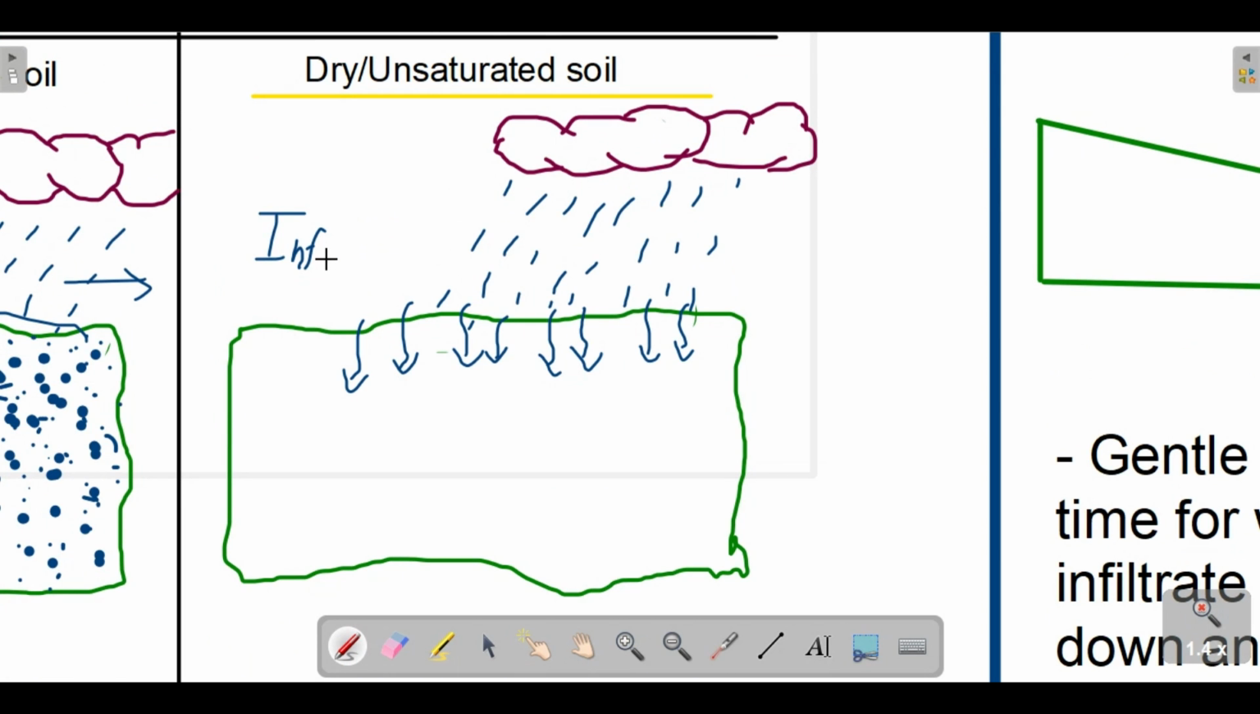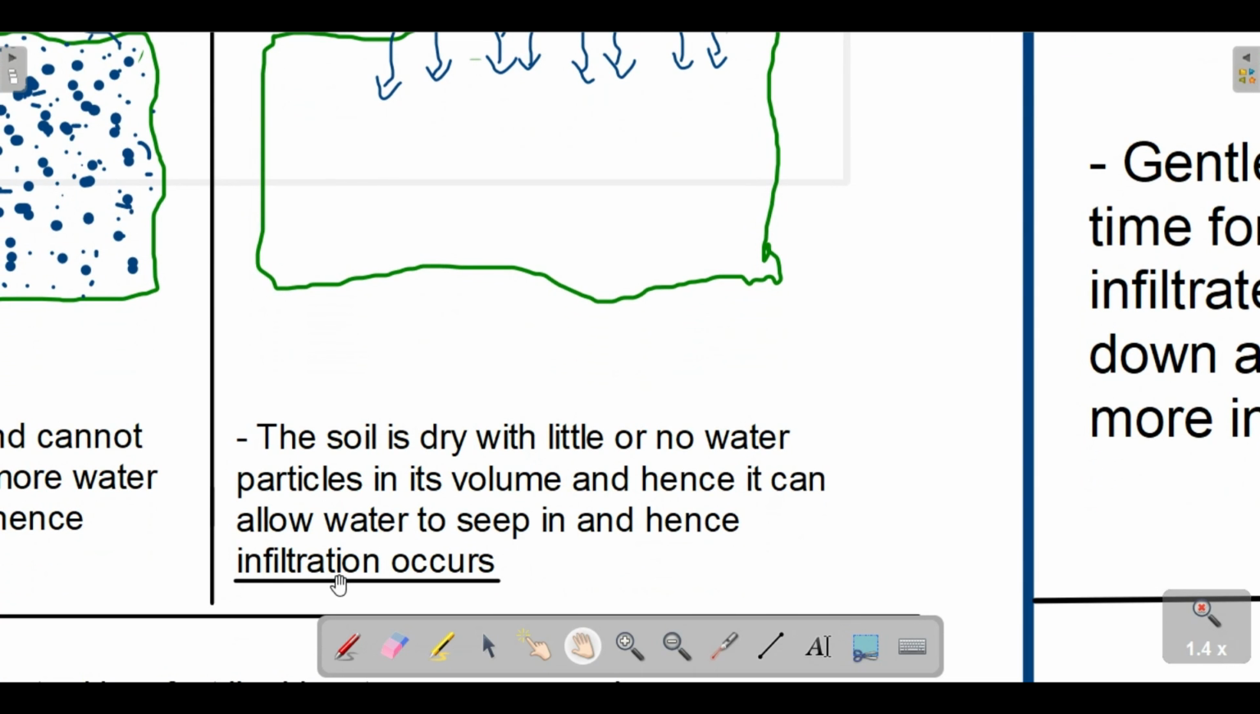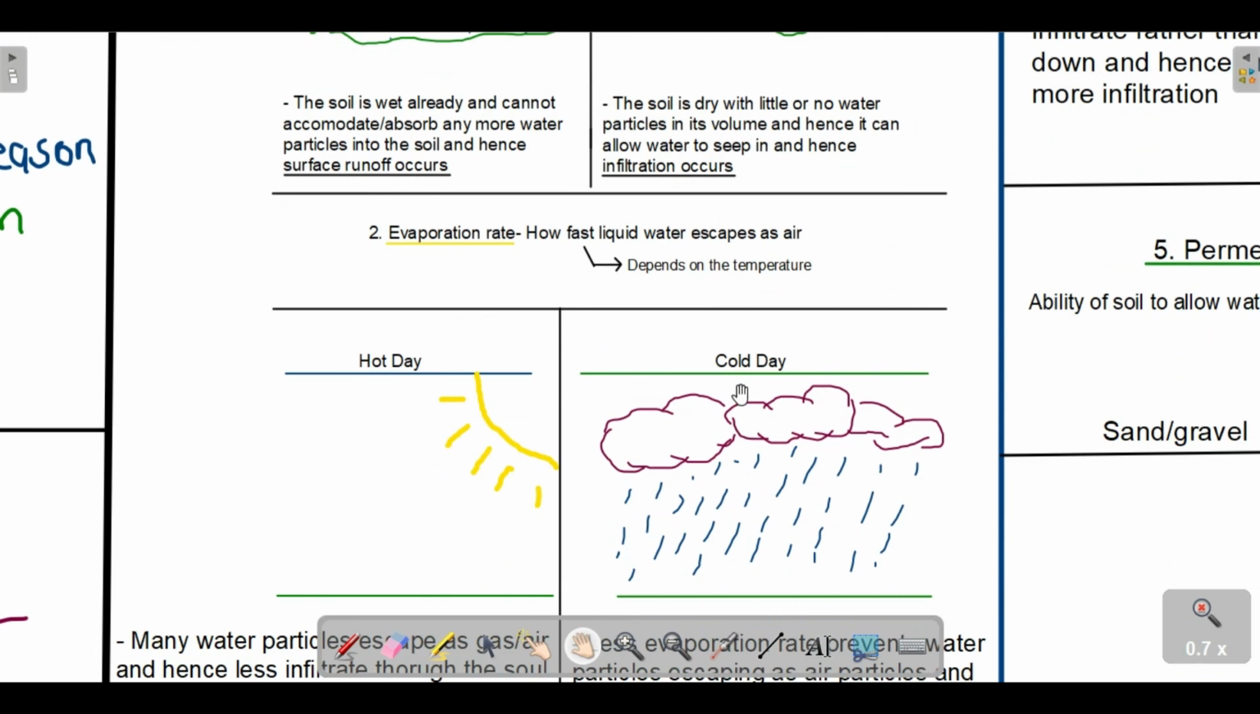So whenever you have a dry soil, infiltration will occur, okay, because there's more than enough space for water particles to enter through the soil. So as we're saying, the soil is dry with little or no water particles in this volume, and hence it can allow water to seep in, and hence infiltration occurs. So that is the first factor. Let's move on to the next one.